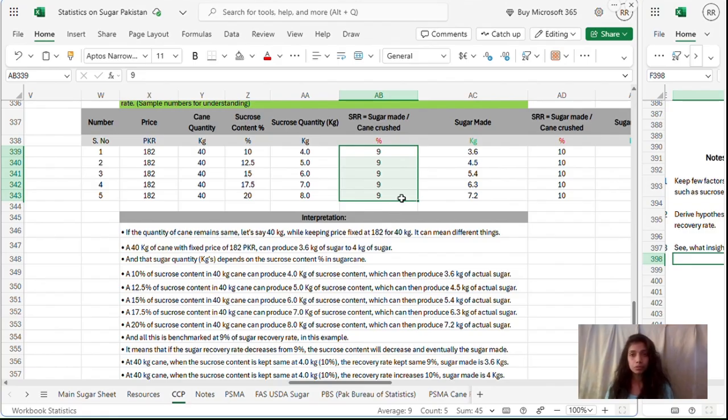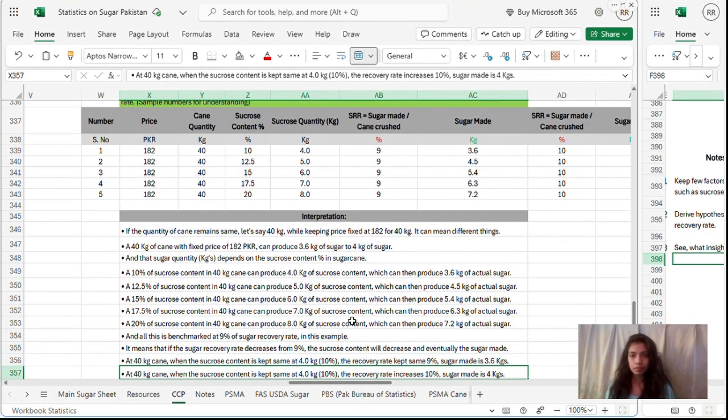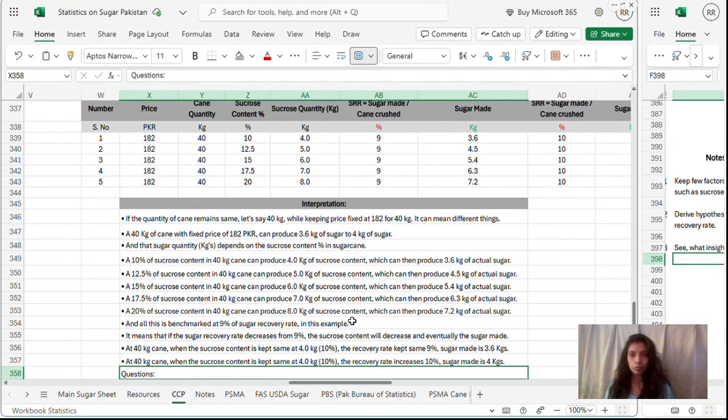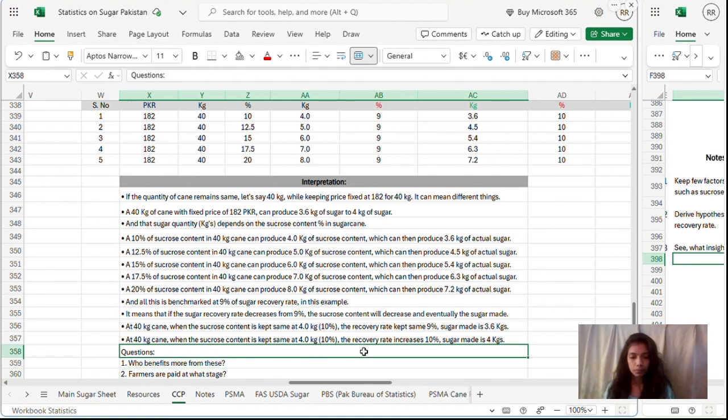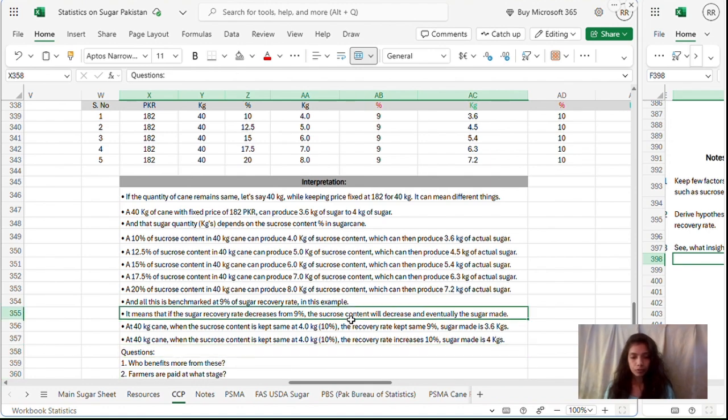The numbers are huge. They are in millions and billions of quantities in kgs. So this is always just for understanding. We reduce the number to the minimum, so that it becomes easy and fast to understand. Now here we are making hypotheses: if the sugar recovery rate decreases from 9%, the sugar made will eventually decrease.